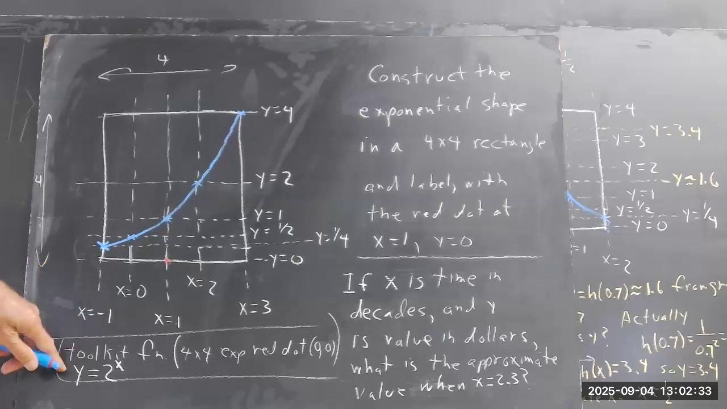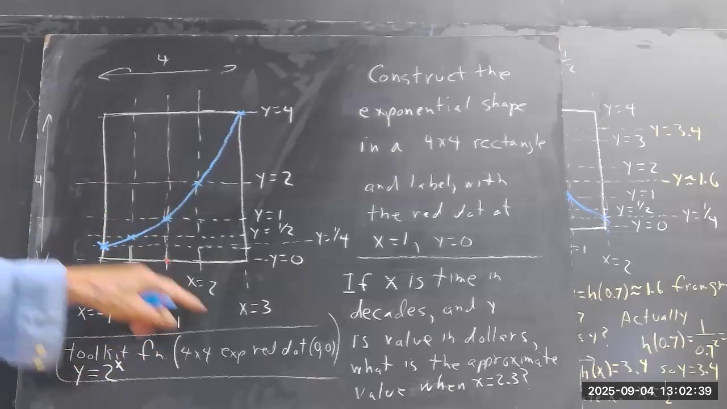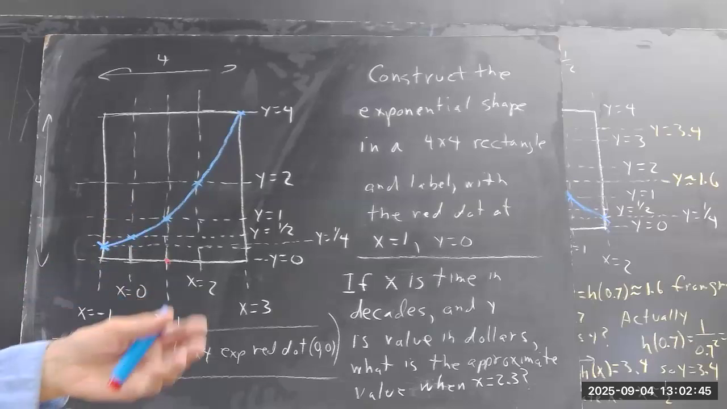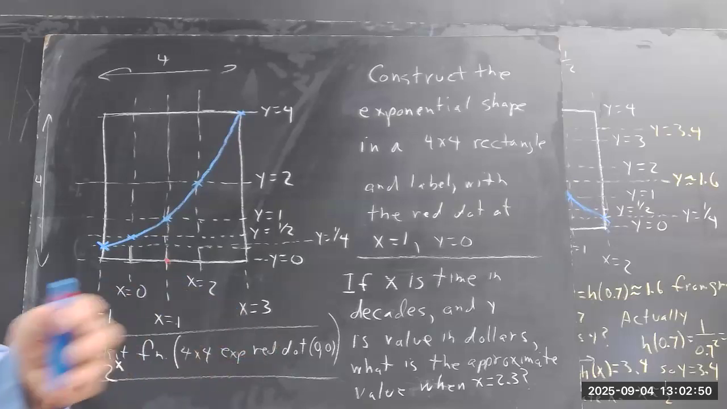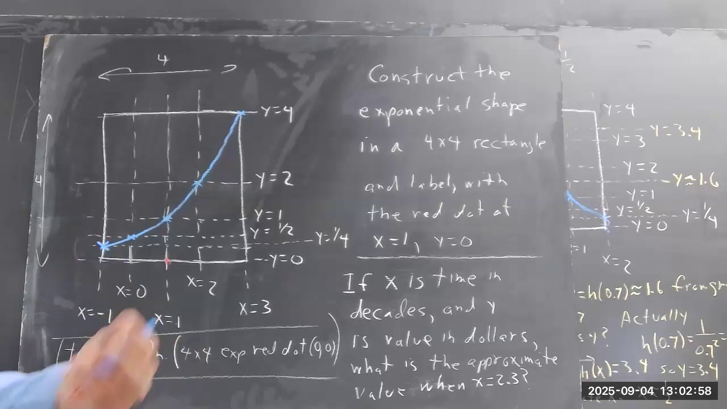Okay, so toolkit function y equals 2 to the x. It's this. Now that's not this function because this function has a red dot at 1, 0. So this function, and we saw last time, if we put it at 2, 0, it's y equals 2 to the x minus 2. Remember that? Okay. Now, you remember it from class, because again, you wouldn't have been able to hear it in the video.